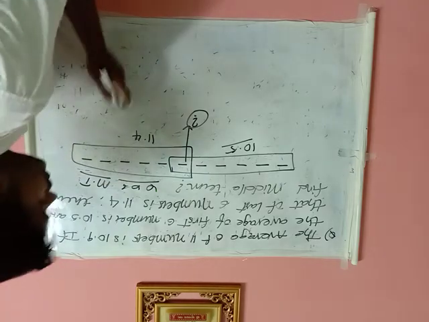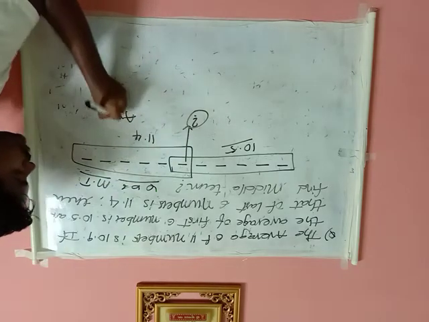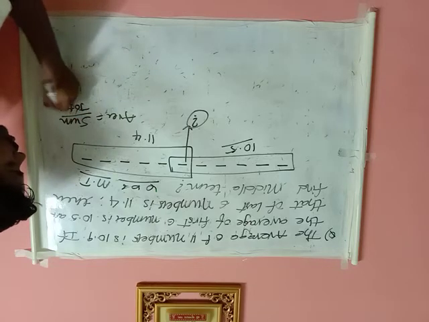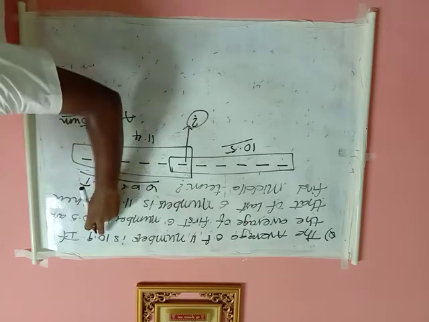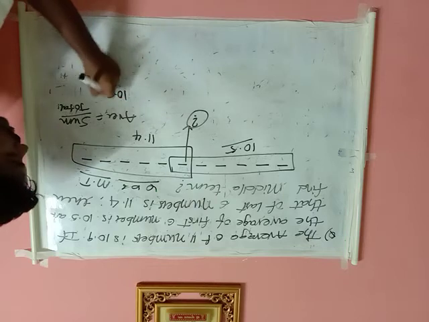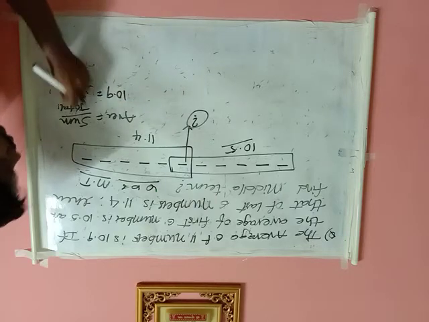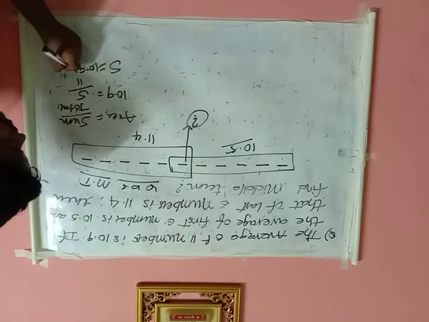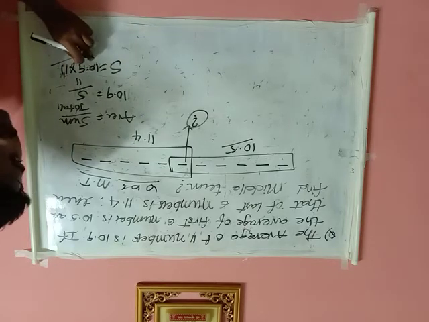Now tell me, what is my average formula? The average is equal to sum by total. The average is 10.9, so 10.9 equals sum by total. How many slots? 11 slots. So can I tell that S is equal to 10.9 into 11?